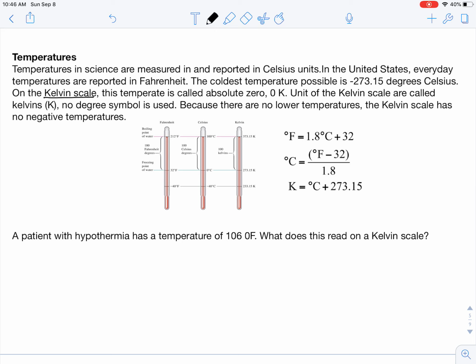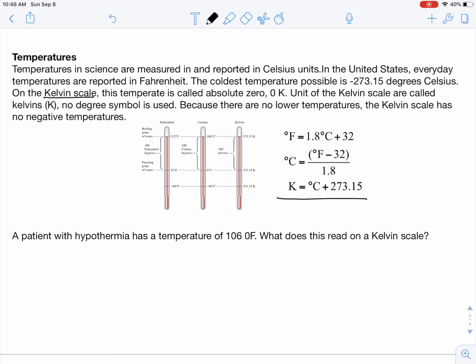To avoid going into the negative, scientists created a Kelvin scale and said that at absolute 0 Kelvin, that is the coldest temperature. So that brings us up to this equation that Kelvin is equal to Celsius plus 273. So since negative 273 is your lowest, coldest, 0 Kelvin is also your absolute 0 coldest temperature.